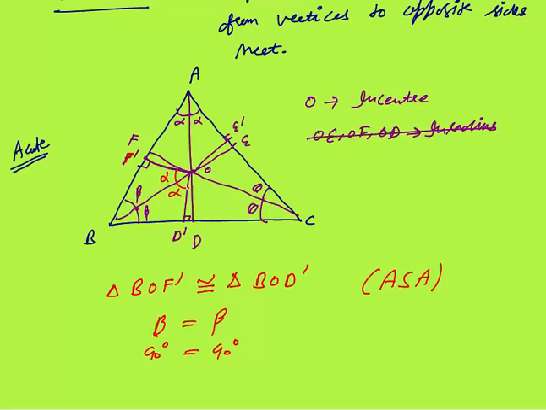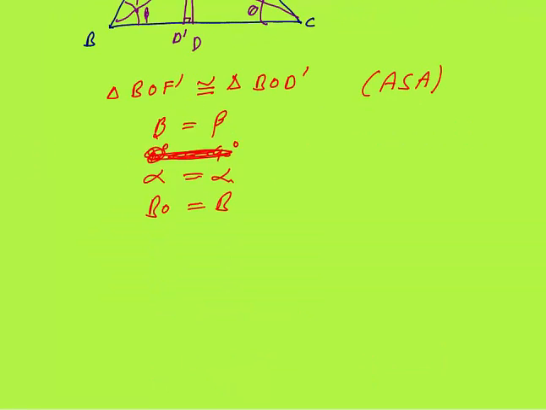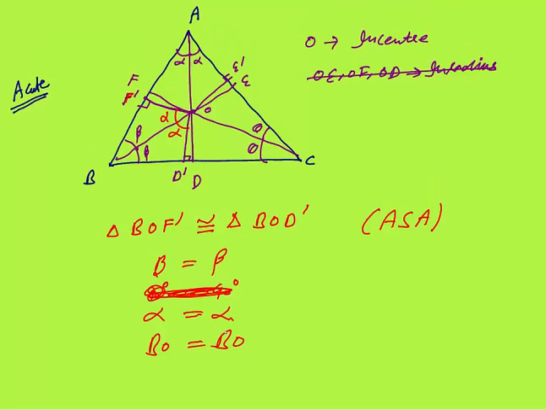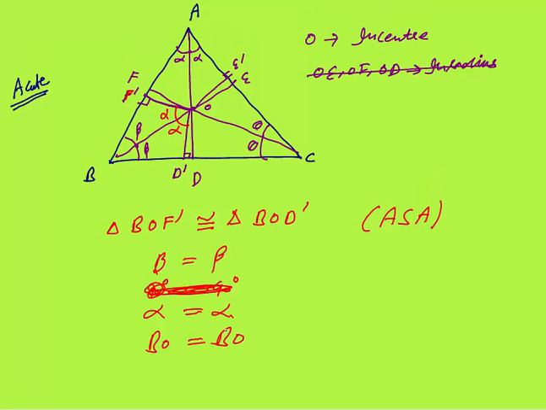So beta and beta are the same. No need to take 90 and 90. Alpha and alpha are the same. And one common side, BO is equal to BO. Beta, beta, alpha, alpha, 90, 90, because when two angles are the same, beta and 90, the third angle will also be the same. So these two triangles are congruent by ASA.